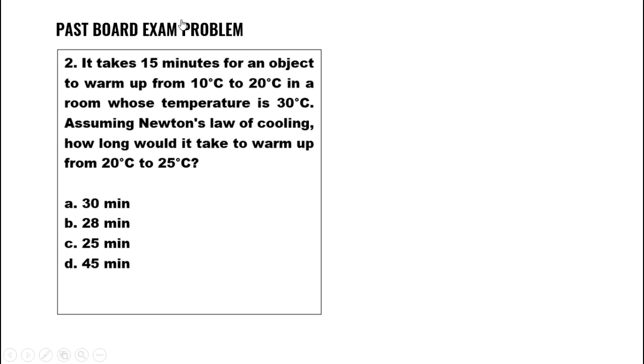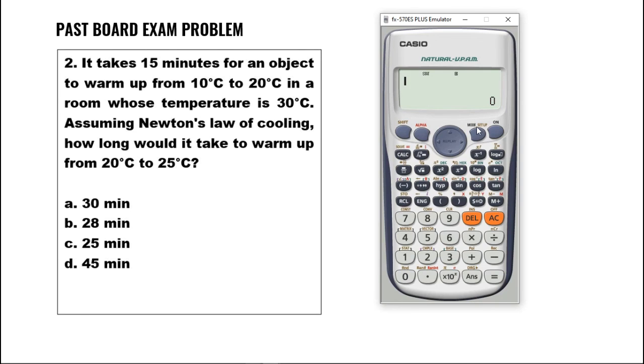Now, punta tayo sa calculator. So sa calculator natin, mode stat pa rin guys. Mode stat. Then, we have here 5. Exponential pa rin siya. So it takes 15 minutes for an object to warm up from 10 degrees C to 20 degrees C. Time 0, you have here 10 degrees C. So yung mauna natin guys is temperature ng surrounding. So temperature ng surrounding minus yung given temperature natin at initial. So that is 10 degrees C.